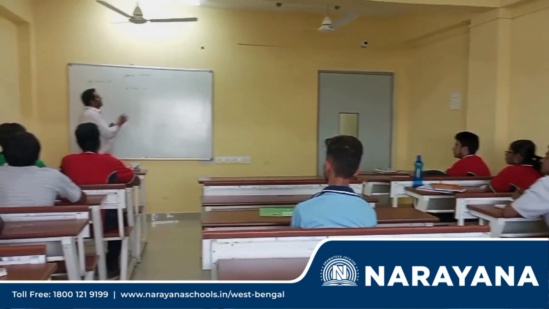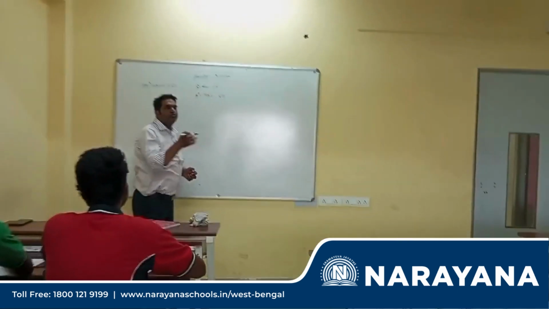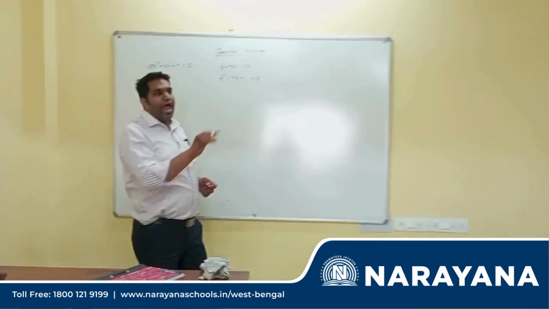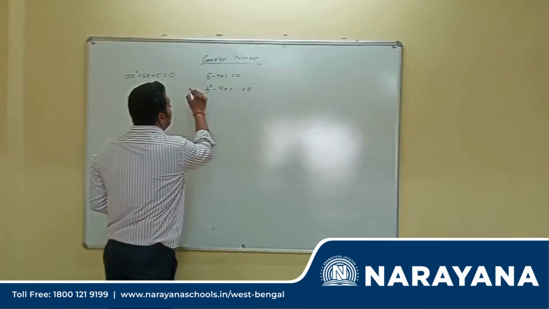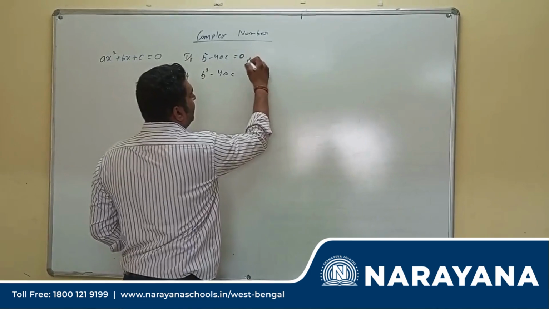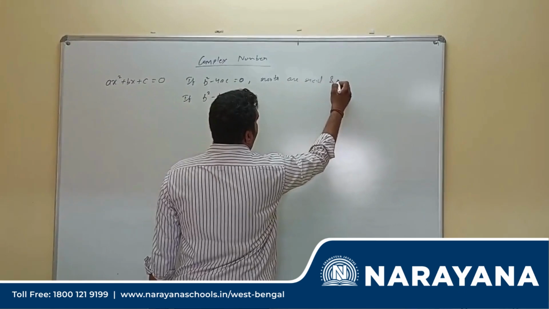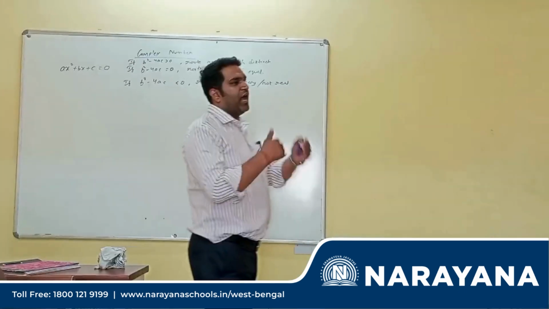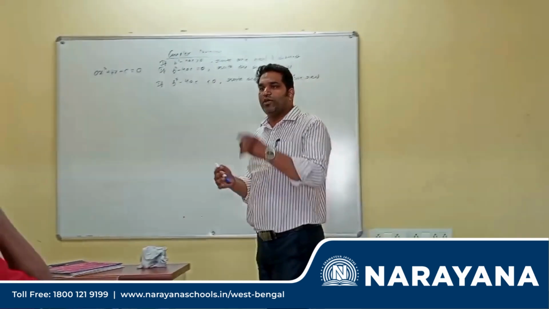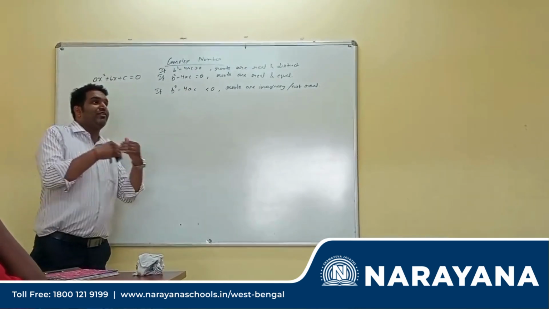And one more thing, that if b square minus 4ac is equal to 0, then roots will be real and equal. And the third was that if b square minus 4ac is less than 0, I am writing here, roots are imaginary. In higher studies, like studying about electricity and voltage, those equations are used there.